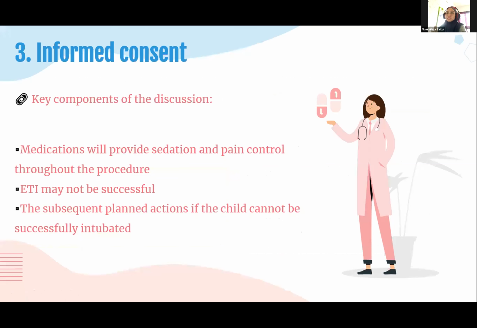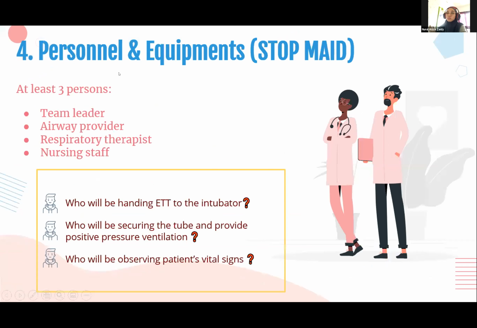Next is the informed consent. What are the key components? If possible, you need to inform the patients and also the caregiver. The components of the discussion should include the medications that will provide sedation and pain control throughout the procedure. The endotracheal intubation may not be successful, so we also need to explain what we will do next if the intubation is unsuccessful.